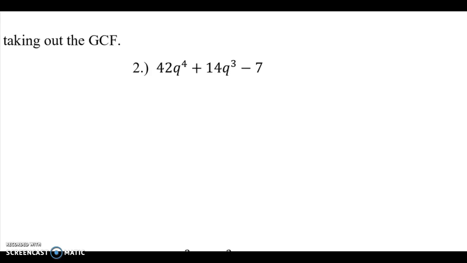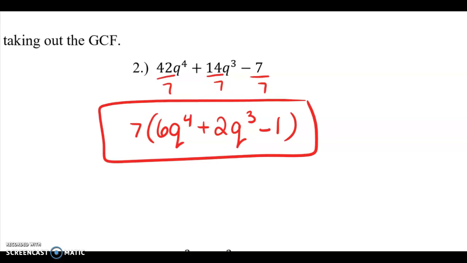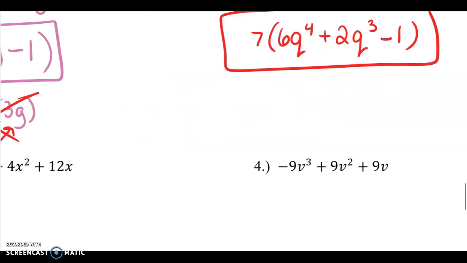Looking at the next one, so 42, 14, and 7, they're all divisible by 7, but I can't take any q's out because this has 4 q's, this has 3 q's, this has no q's. Okay, so I'm going to pull a 7 on the outside. 42 divided by 7 gives me 6, so that's going to be 6q to the 4th plus 2q to the 3rd minus 1, because we need that placeholder. If you have a 3-term polynomial or a trinomial to start, you have to have a trinomial to end in your answer after you pull out the GCF.